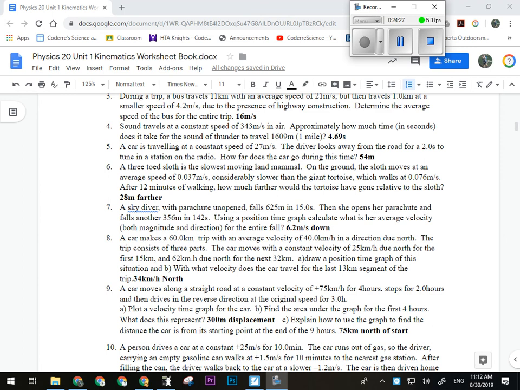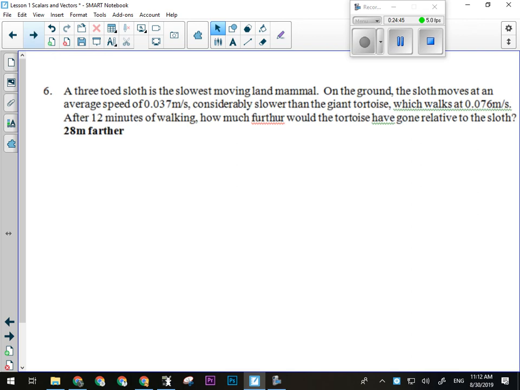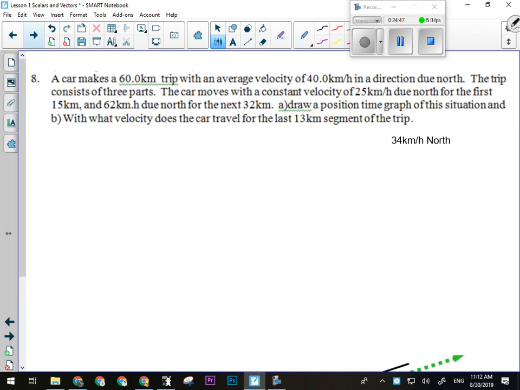Okay, how many people are done up to number 8? Okay, so I want to look at number 8 right now. So we'll walk through that, just follow along with me on number 8 as we go through how that one works. It's about as involved as a V equals D over T question would ever get. All right, so I have a car that is making a trip that consists of not 2 but 3 parts this time. Everything's in kilometers and kilometers per hour, so we don't have to worry about changing any units around. Everything is already in matching units. But what I do want to do is break it up into its parts.